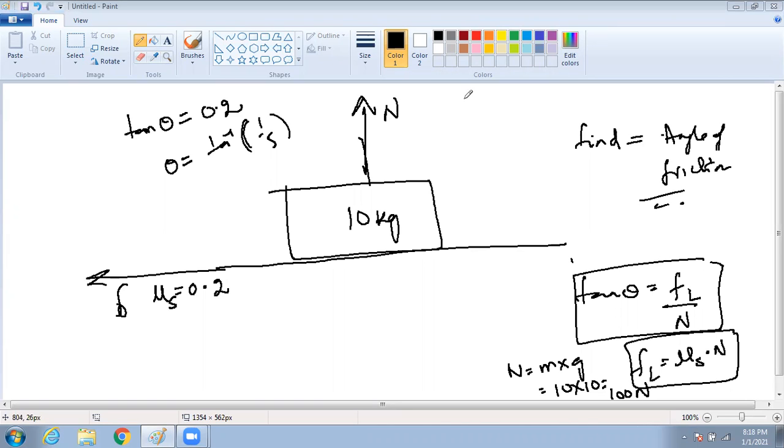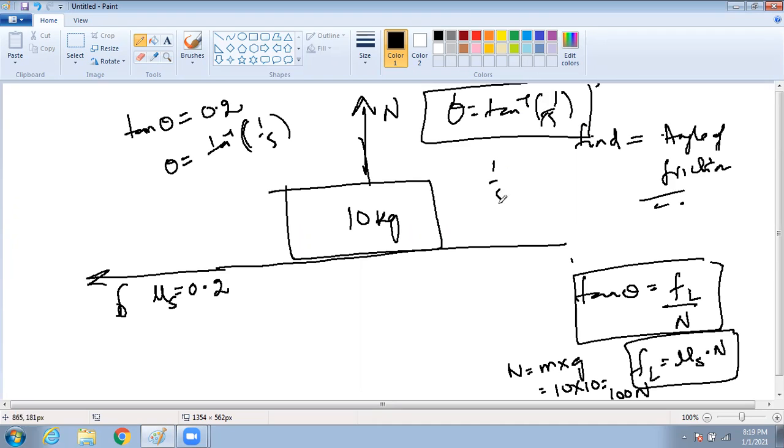No, it's disturbing for me. I asked you to find theta. I didn't ask you to find tan theta. Swaroop, you have to find what is theta. Theta will be tan inverse of 1/5. This will be your answer. Don't tell 1/5. 1/5 is tan theta. I told you to find the angle of friction.